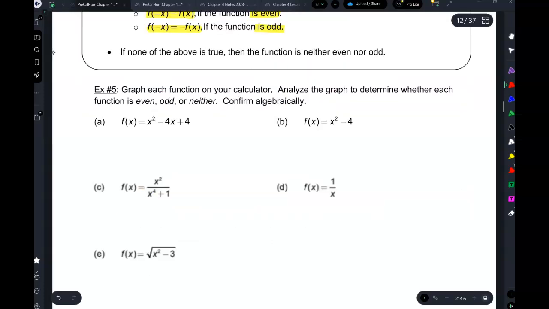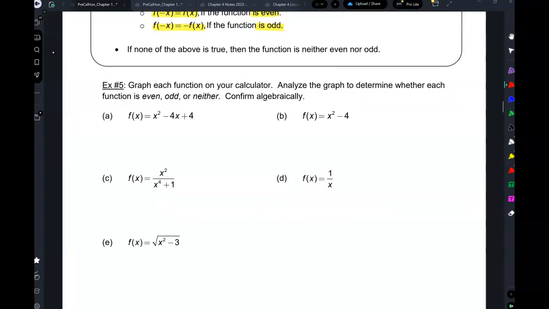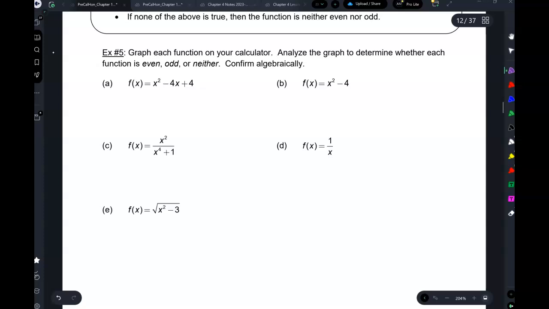Okay, I'm not going to take questions right now. Let's do these. I'm going to do these and a couple more, and then I'll take questions.